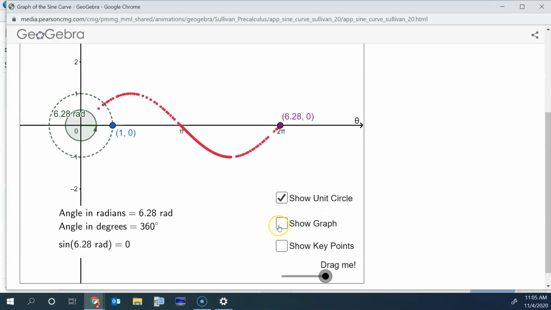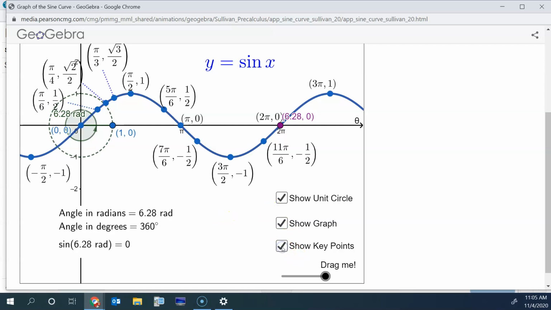Okay, so when you look at this graph here, if you click on show the key points, it gives you the y coordinates.